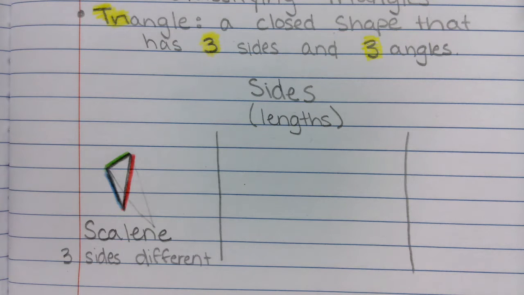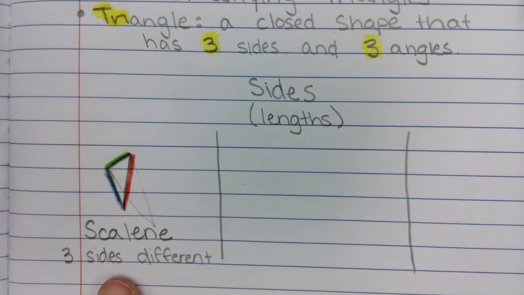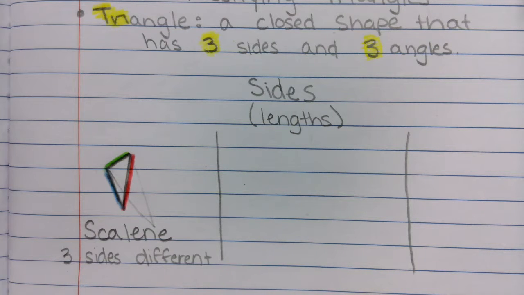Alright, so now we know that one option is that all 3 sides are different. What's another option we could have? You're right, that's angles though, we're thinking about sides. So think about side lengths. If all 3 sides are different, we could have how many sides that are the same? Cool. That was a hard question. Good job. 2 sides could be the same.